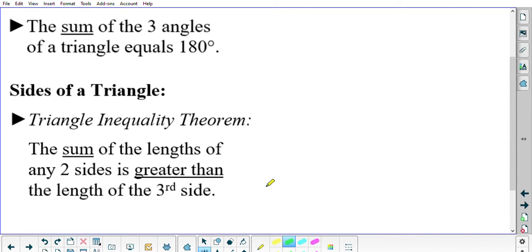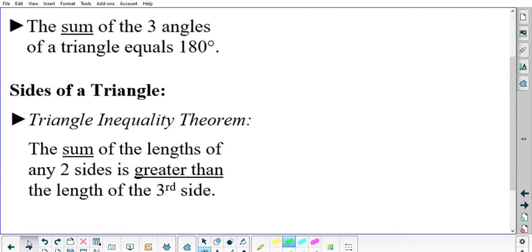The property that is true for sides of a triangle actually has its own name, and that is called the triangle inequality theorem, which says the sum of the lengths of any two sides that you pick from a triangle must be greater than the length of the third side.